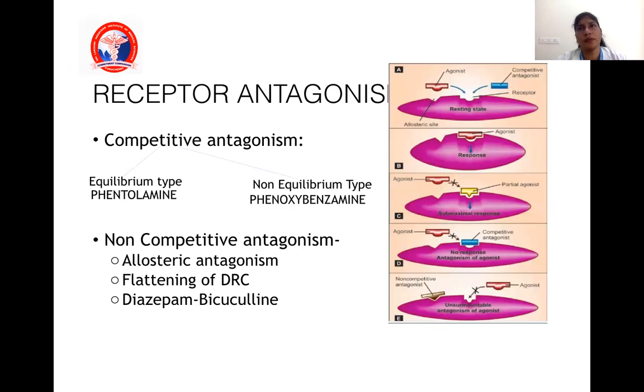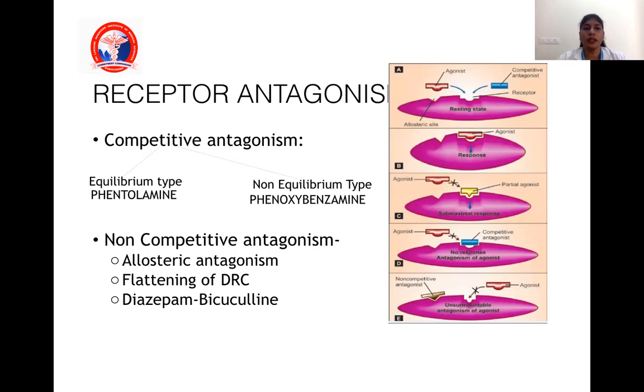So antagonism, you know, is of two types: competitive antagonism and non-competitive antagonism. What is competitive and non-competitive? As the receptor structure mentioned here in the resting state, there is a receptor. You have two binding sites within the receptor. One is the receptor binding site. Okay. Another is the allosteric site. Whenever the agonist goes and binds to produce an effect, it comes to the receptor binding site.